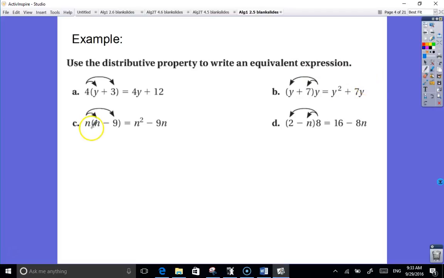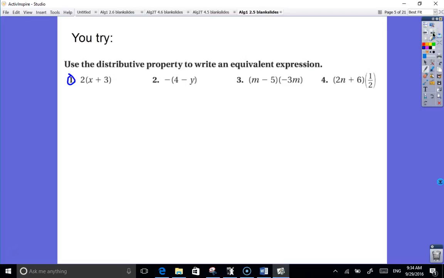So here they did the same thing, right? They multiply n times n, and that's n squared. And then n times negative 9, minus 9n. So sometimes we're going to be making squared terms. And I've seen plenty of times people call that 2n or 2y. And it's not. Now this is your Try-Its. We're going to go through 4 of them, one at a time. So do the first one.